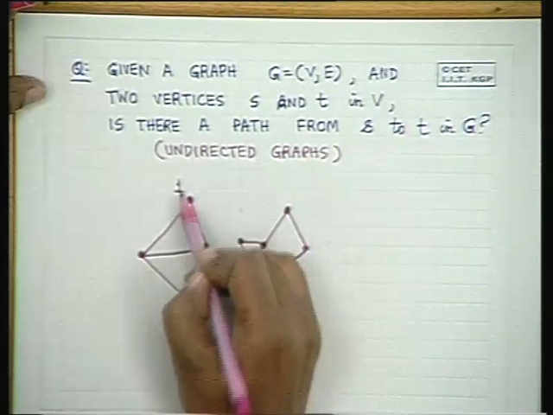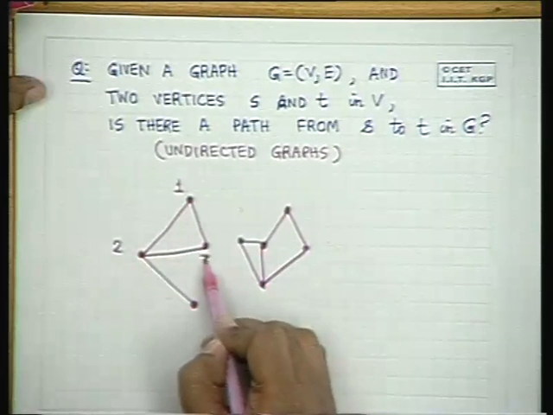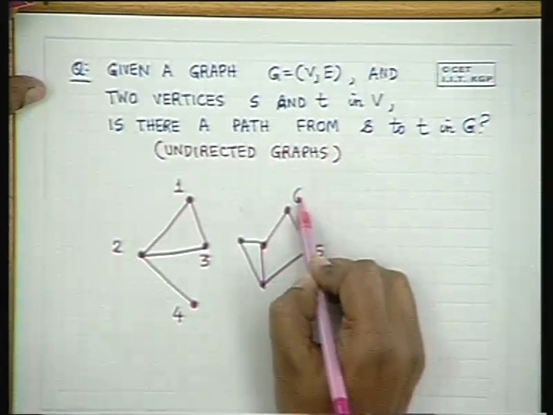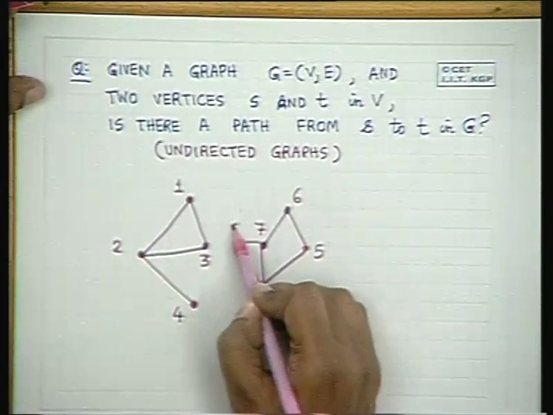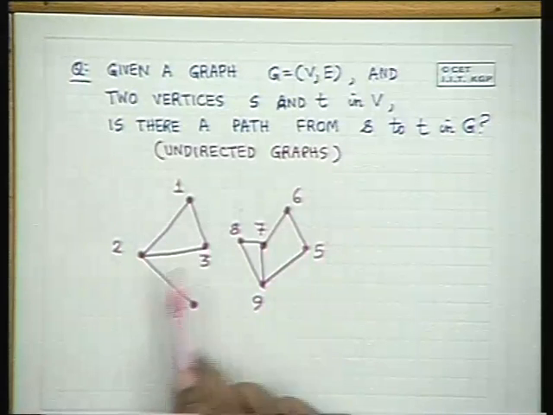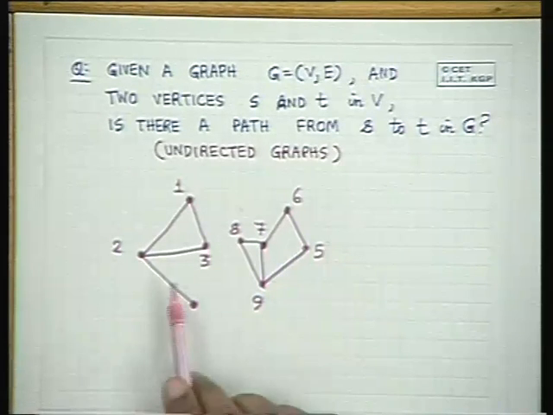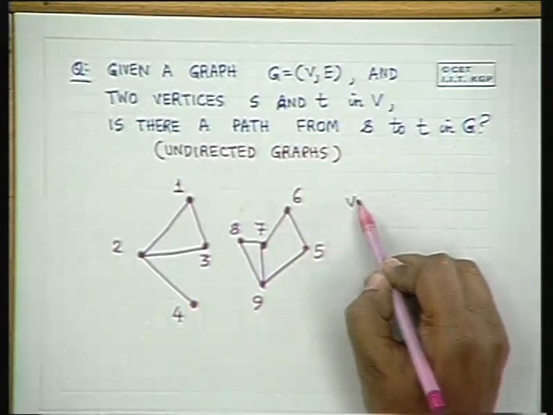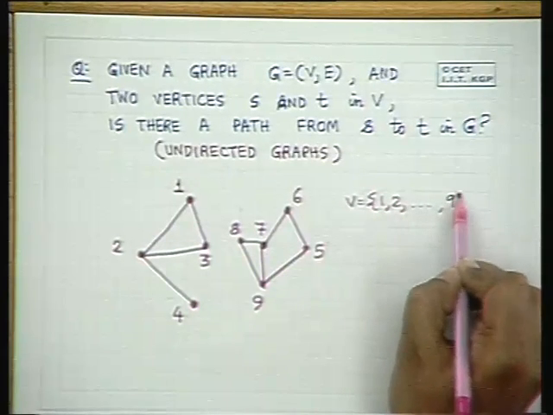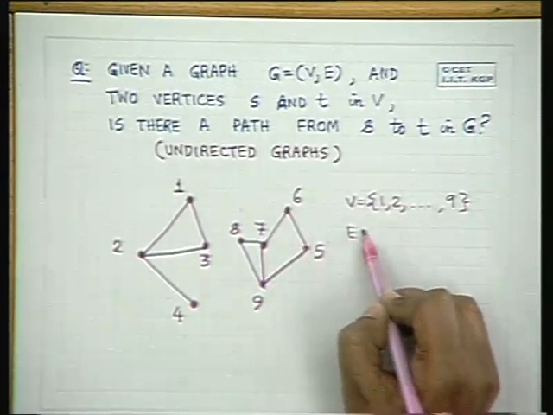Let the numbers be 1, 2, 3, 4, 5, 6, 7, 8 and 9. Now this is an undirected graph. You can write it out with V equal to 1, 2 up to 9, and E, you can list out all the edges.